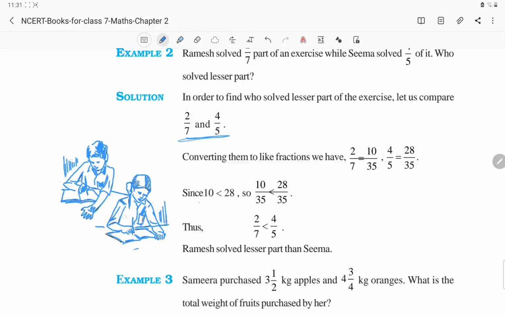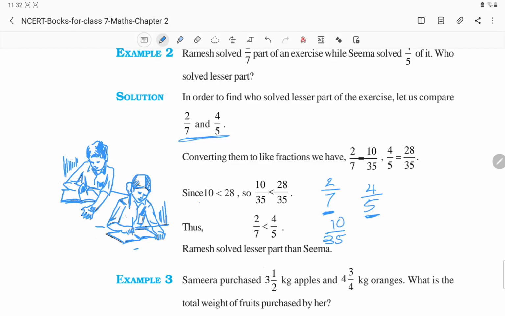Converting them to like fractions, we have 2 by 7, which equals 10 by 35, and 4 by 5, which equals 28 by 35. And how did we do that? So let's see. We have the fractions 2 by 7 and 4 by 5. These two denominators, 7 times 5, times them together, that's 35. And they share a common denominator now. And now let's convert them, okay?